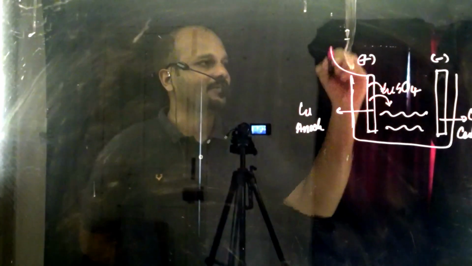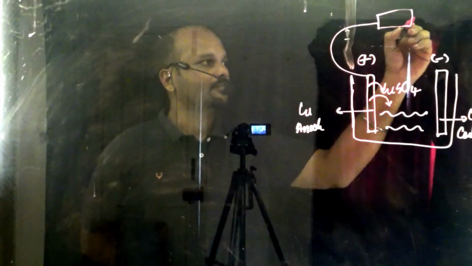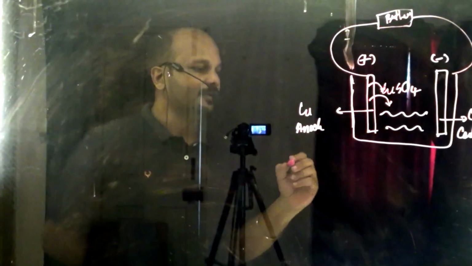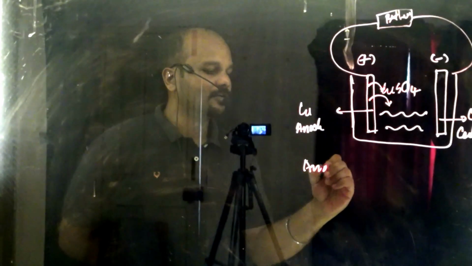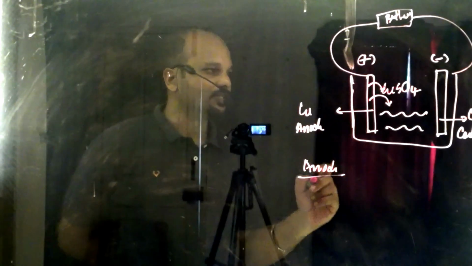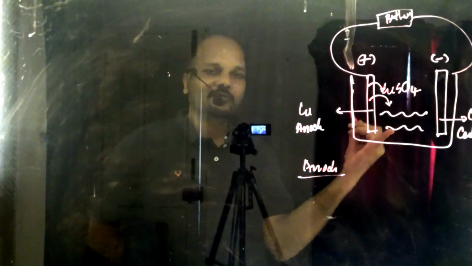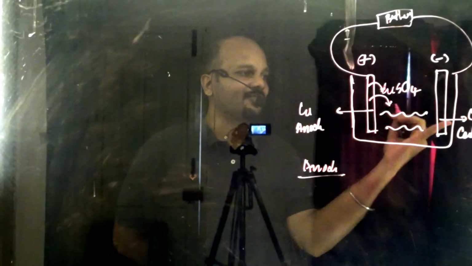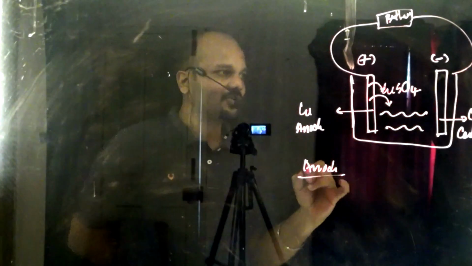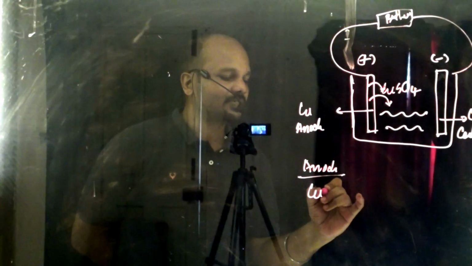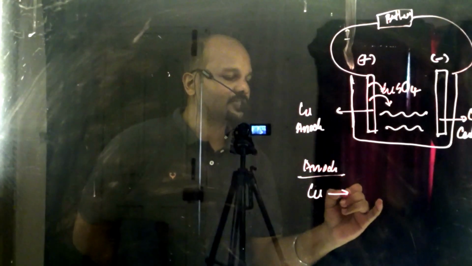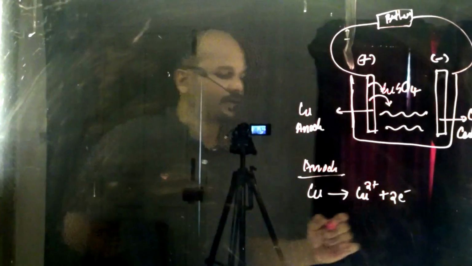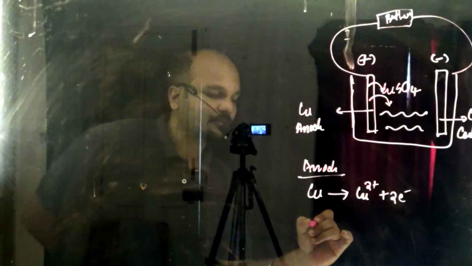So this copper is not an inert electrode, it is a reactive electrode. So what should happen? When you are connecting to a battery, the electrolyte is copper sulfate solution, and the cathode is also copper. Copper in the anode is going to dissociate into Cu2+ and 2 electrons.